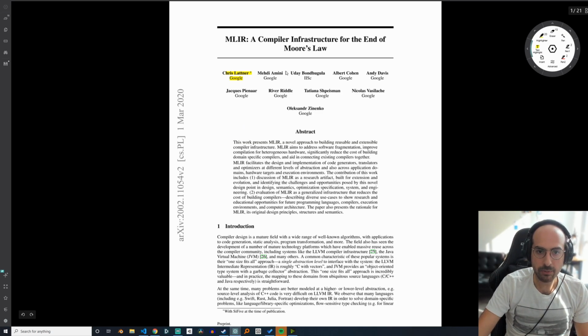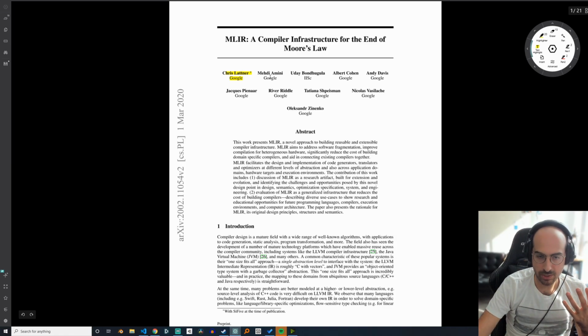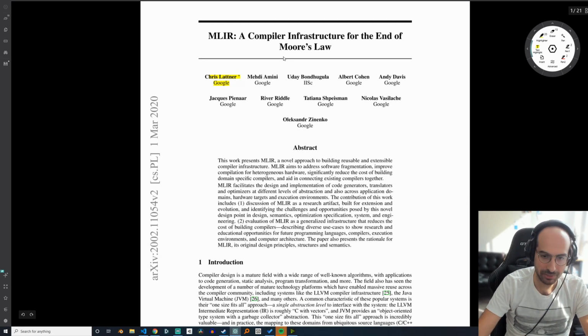So the MLIR work is fairly similar, and you can see here there's a whole bunch of people at Google that worked on this as well. I will also mention that I think Chris is no longer at Google at this point. I think he started his own company on using RISC-V compilers. Basically, I'm just saying if you do want to read a paper about ML compilers, it's probably one of the best authors that you could start with.